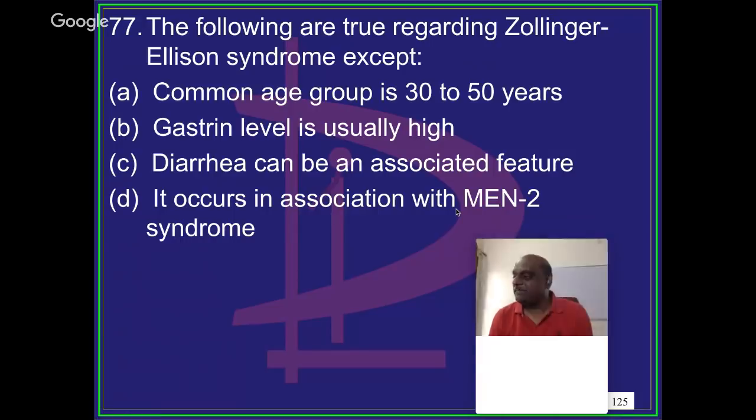Now doc, in Zollinger Ellison, what is your correct answer? Question number 77, shoot one strong answer. Shoot a strong answer. 77, yes. Ravi is proposing A.